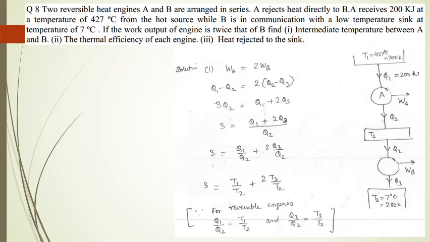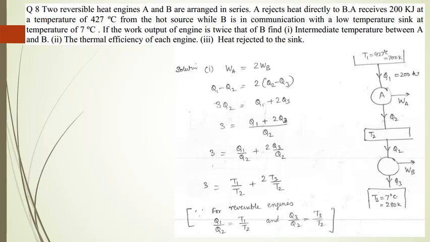Two reversible heat engines A and B are arranged in series. A rejects heat directly to B. A receives 200 kilojoule at a temperature of 427 degrees Celsius from the hot source, while B is in communication with a low temperature sink at a temperature of 7 degrees Celsius. If the work output of engine A is twice that of B, find first the intermediate temperature between A and B, the thermal efficiency of each engine, and heat rejected to the sink.